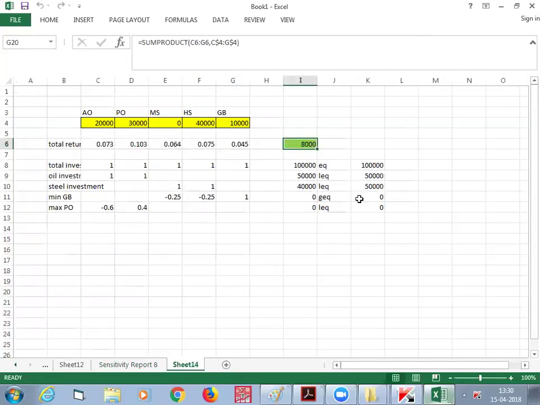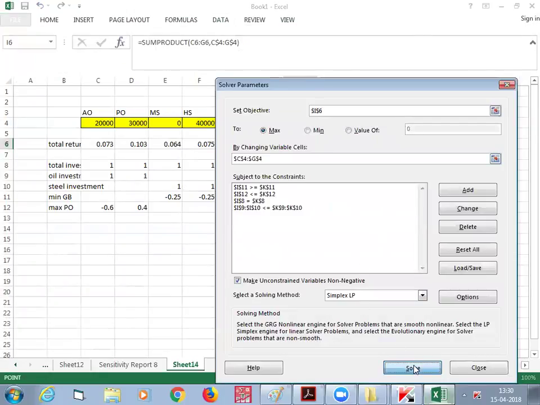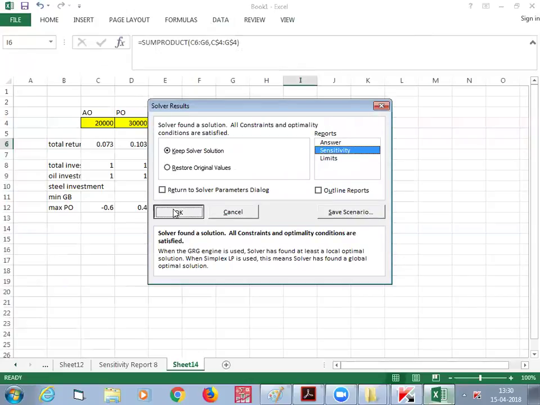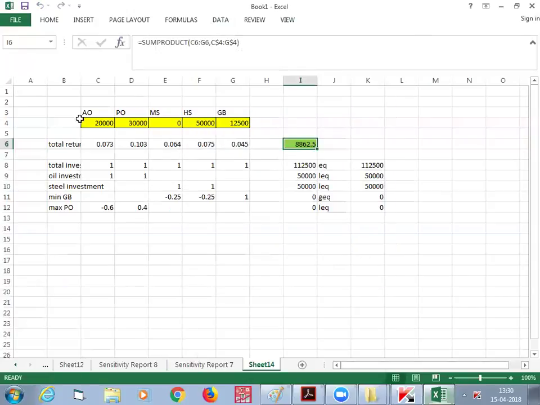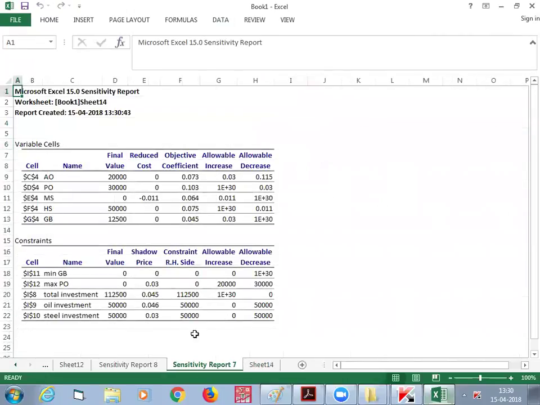In fact, we can do it and show you. So if I increase this now to 1,12,500, let's see what happens. Okay, now everything will be invested. So now what will happen is, here we have 50,000, here also 50,000, here 12,500, and from here onwards, the dual value will change.